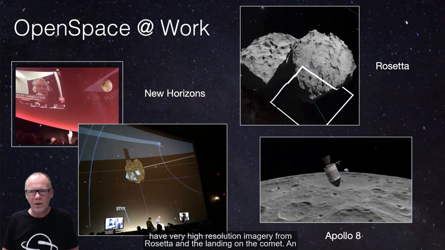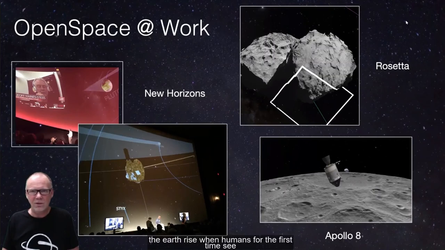We also have very high resolution imagery from Rosetta and the landing on the comet. An exciting thing that we have done is also to recreate the past in terms of going back and looking at the Apollo missions. Here's an image of the Apollo 8 as it's orbiting the moon and the famous moment in the history of mankind, the Earthrise, when humans for the first time see planet Earth rising over the horizon of another celestial body.